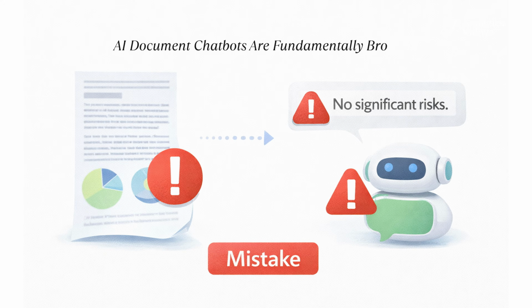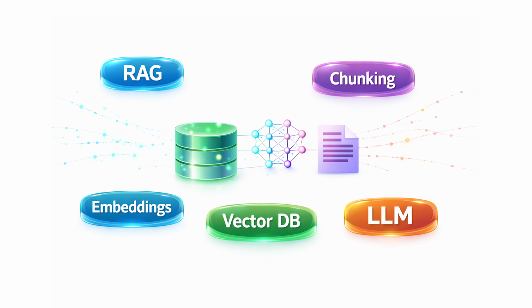What if I told you the way everyone is building AI document chatbots right now is fundamentally broken? I am talking about RAG, Retrieval Augmented Generation, the thing that every tutorial, every course, every company has been screaming about for the last 2 years.